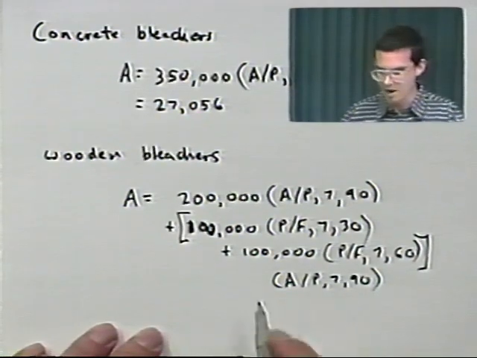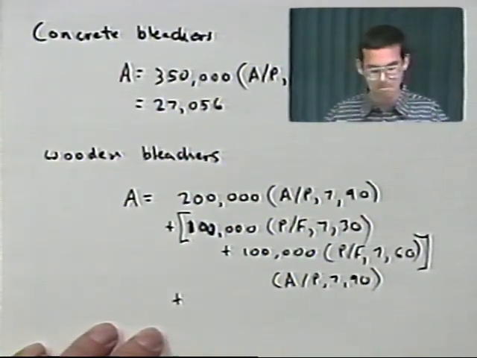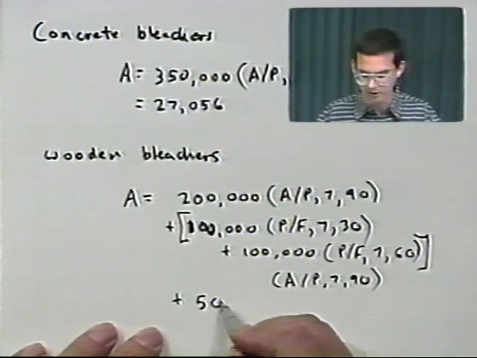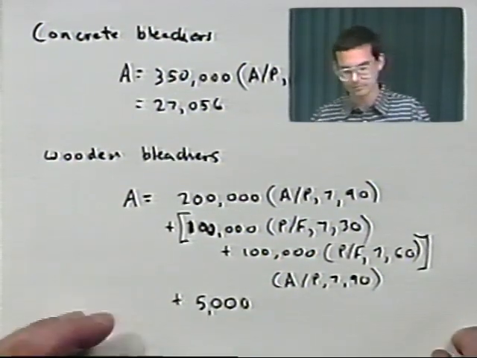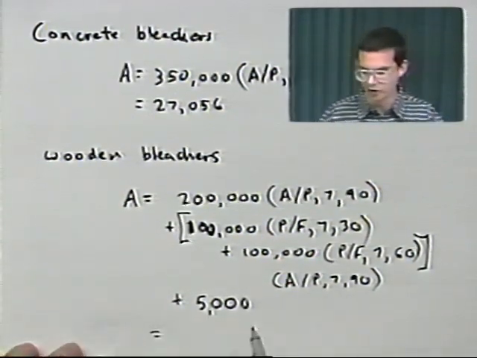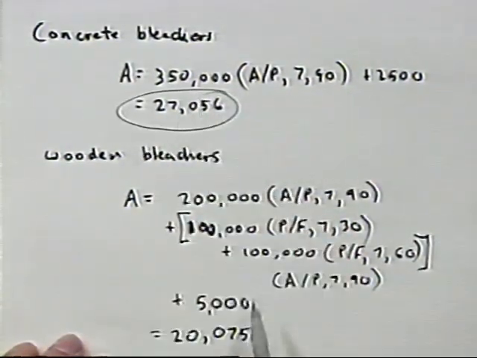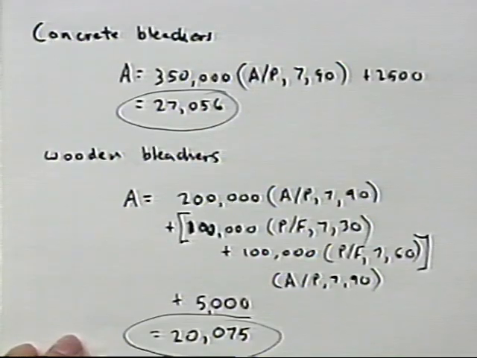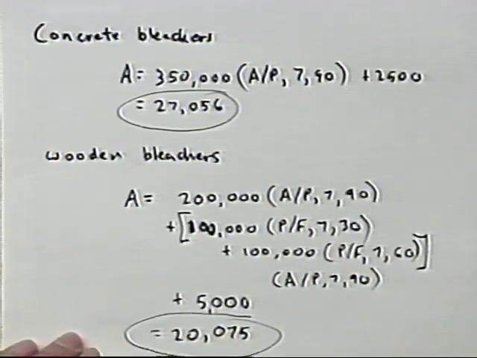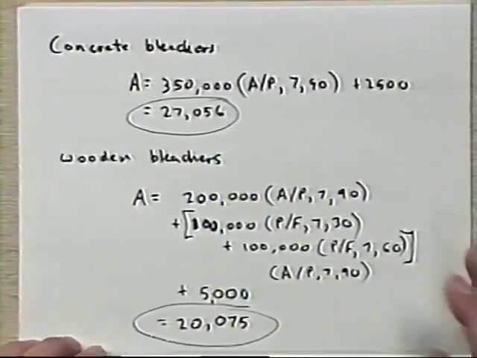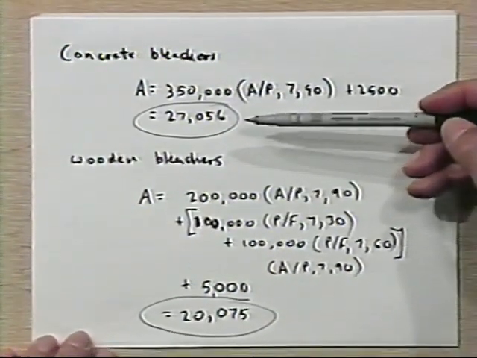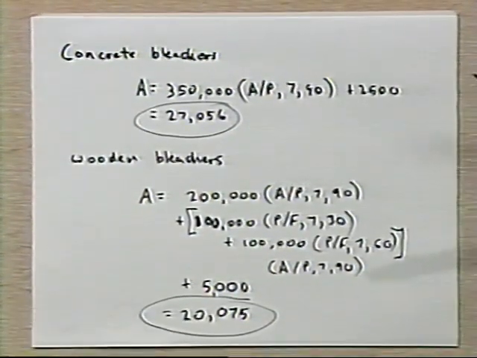And the final component of the cost is the $5,000 per year maintenance. And we end up with a total cost of $20,075 on an annualized basis. So for concrete bleachers, it's $27,000 per year. For the wooden bleachers, it's $20,000 per year approximately. Since the concrete bleachers cost $7,000 more per year, the wooden bleachers are a better purchase.